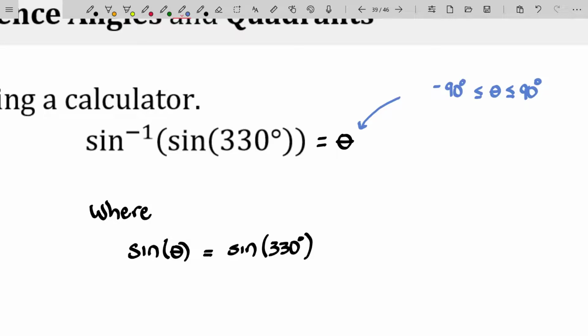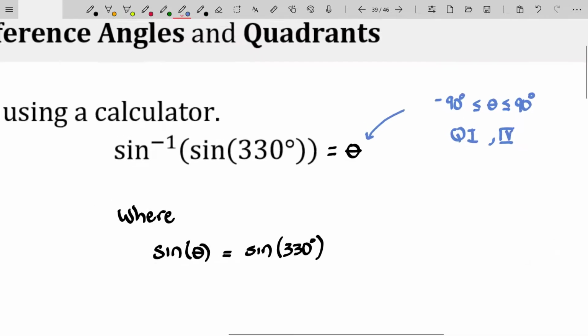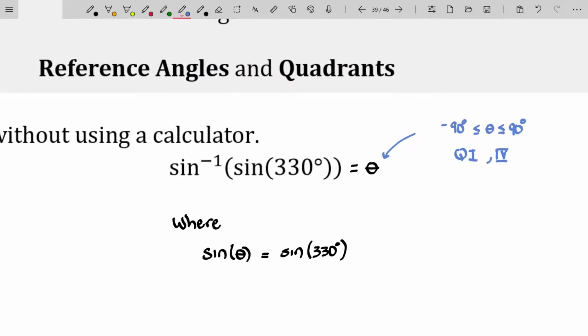So what are we going to do? Well, by the way, I should probably say that quadrants 1 and 4 is what the angle will return into. So how are we going to handle this? Well, the easiest way to do this is this is where we're going to have to concentrate on reference angles and quadrants. So we're going to have to focus on a quadrant and then focus on a reference angle.